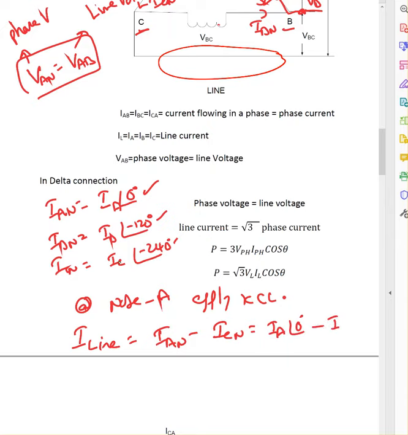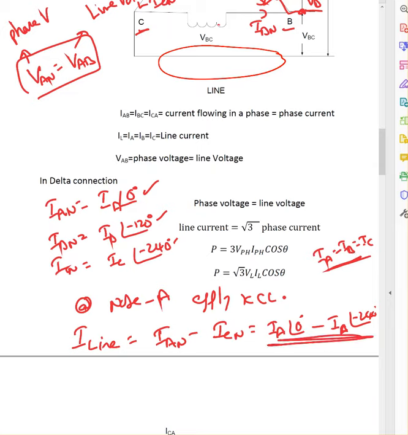IC. If it is a balanced circuit, IA, IB, IC, all of them are equal. So IC, I can say IA at an angle of minus 240 degrees, because magnitudes are the same. IA equals IB equals IC. I'm assuming it is connected to a balanced load. Balanced load means each branch of the three-phase circuit has the same amount of impedance. So IA must be equal to IB, IB must be equal to IC.